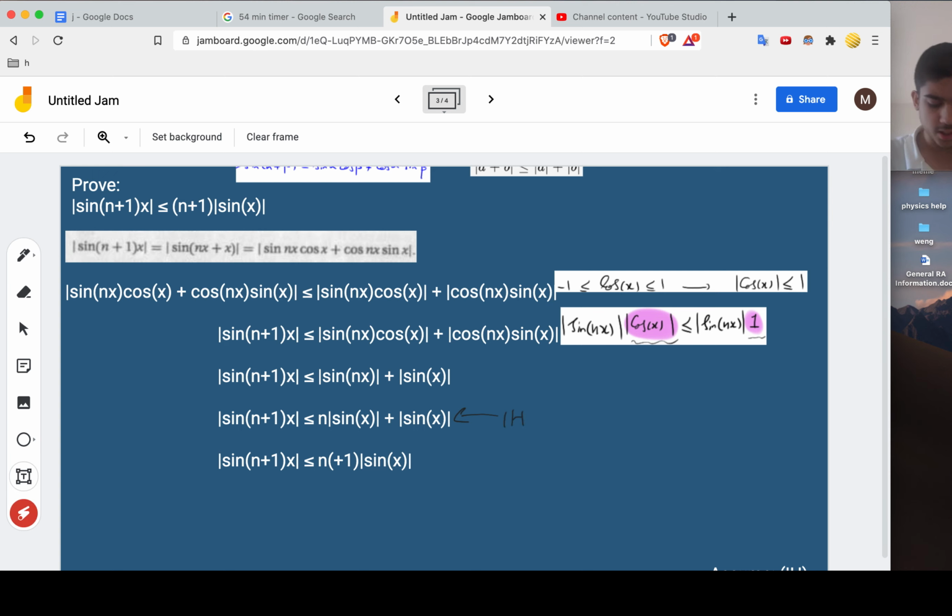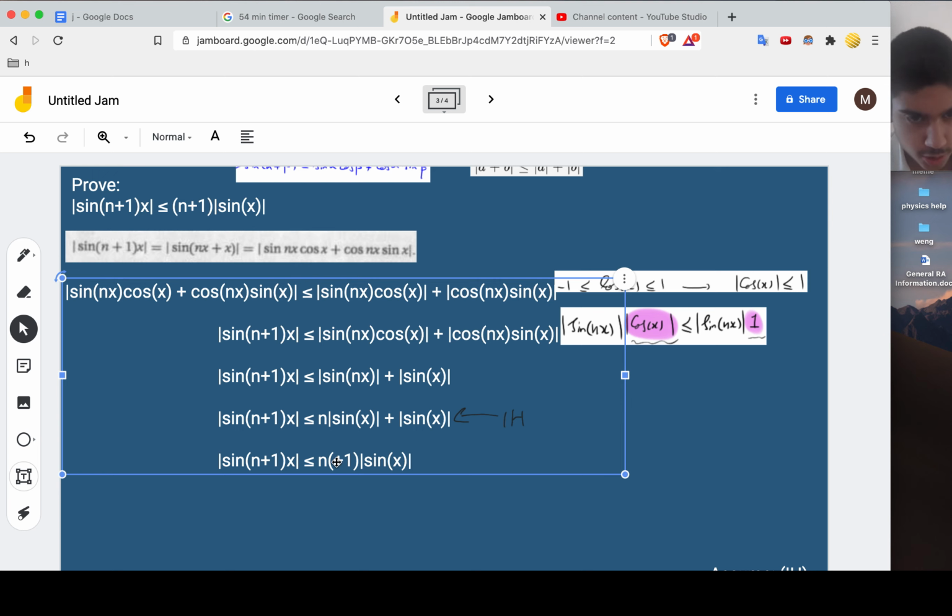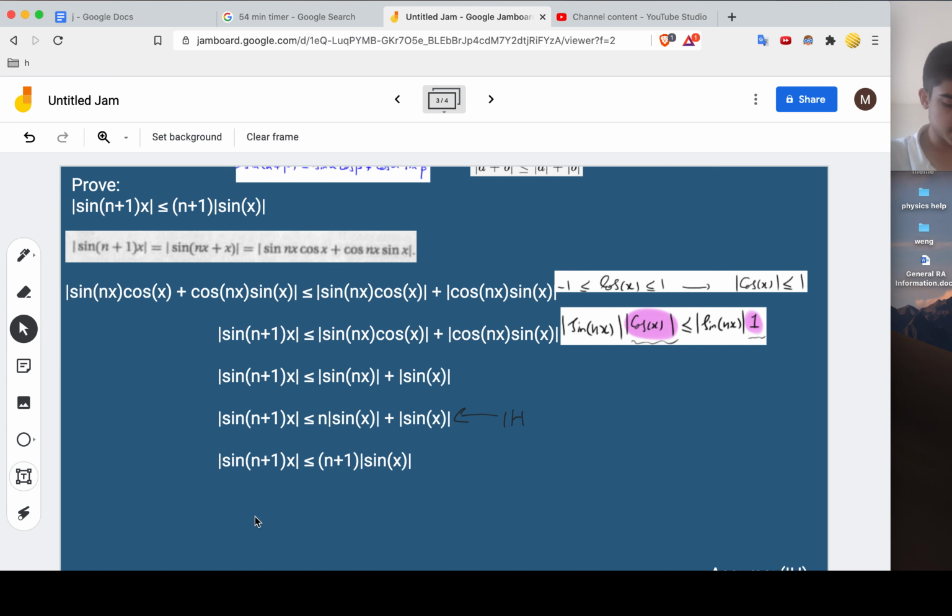Okay, and then we see that n sine x plus sine x is the same thing as n plus 1 sine x. Actually, it should be written like this: n plus 1 sine x. Yeah, because this is n and this is 1, so it becomes n plus 1. So therefore, we proved it. So now the proof is complete. This is a proof by induction.